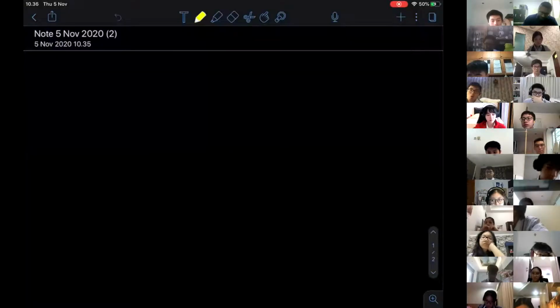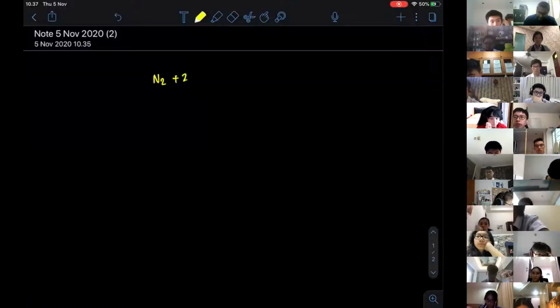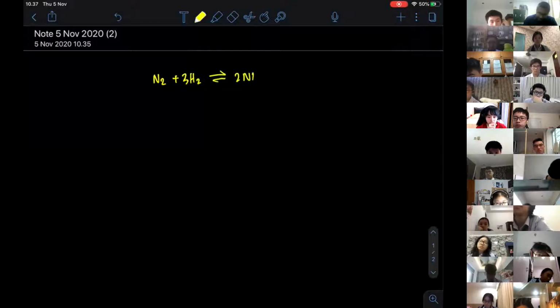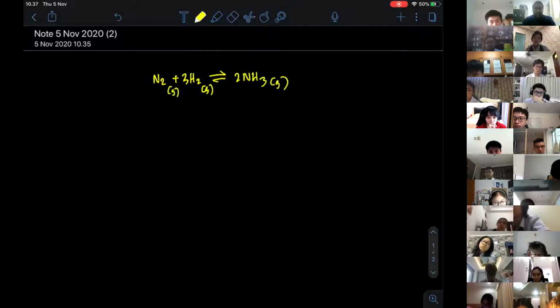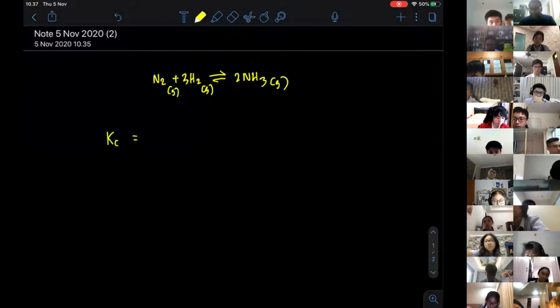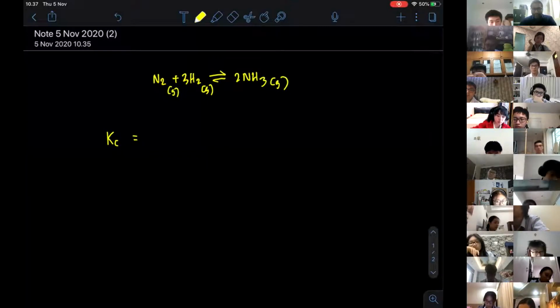Kc. Okay, I think yesterday I would have actually done up to here. When you have this equation, and let's say it's gas, gas, and gas, we can write down what we call a Kc. Kc is called the equilibrium constant. The equilibrium constant is written from the product.